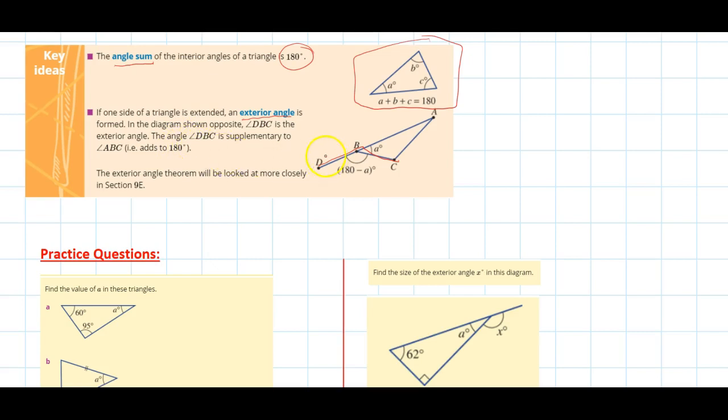The angle DBC is supplementary to ABC. We've looked at supplementary and complementary before, so make sure you know what that means. The trick was supplementary means a straight line, so it needs to add up to 180. Now that we've created an exterior angle, this needs to add up to 180. We're going to look at that in more detail as we go through these chapters.